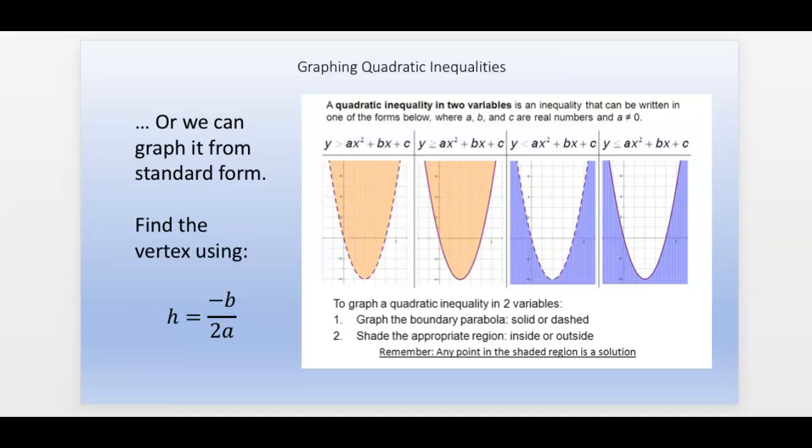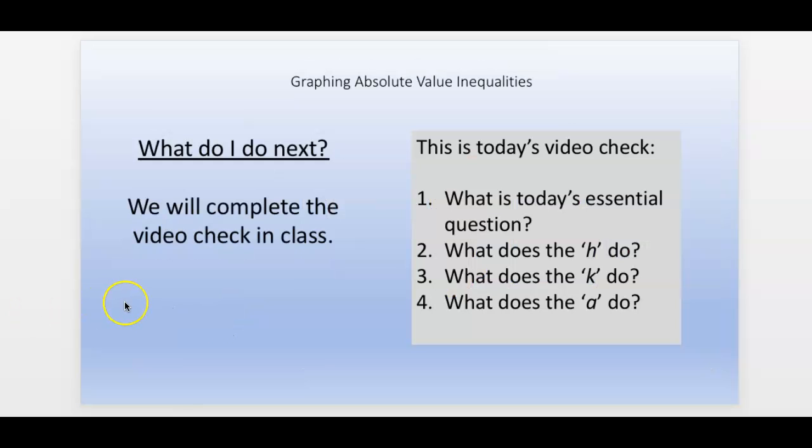Also, we can graph from standard form, but you need to find the vertex. Remember, use the formula h equals negative b over 2a. That's the axis of symmetry, the x coordinate of the vertex. You can find it that way and then plug it back into the original equation to find the value of k, when x is h, when x is at the vertex. We'll practice that.